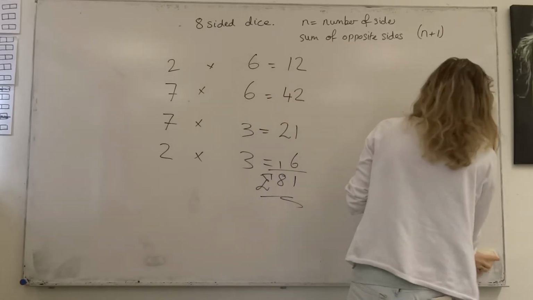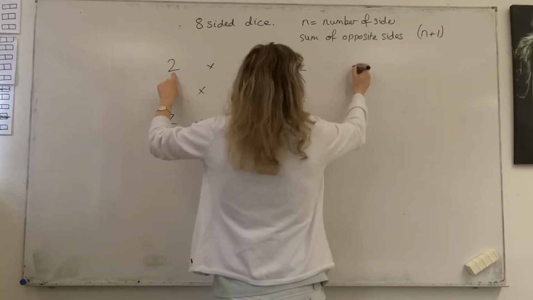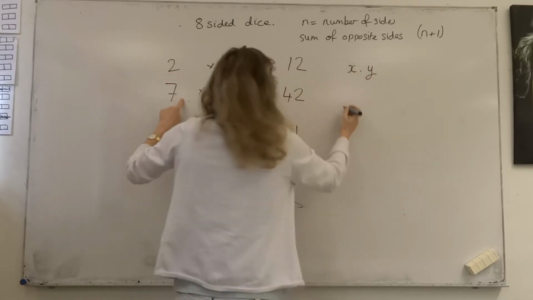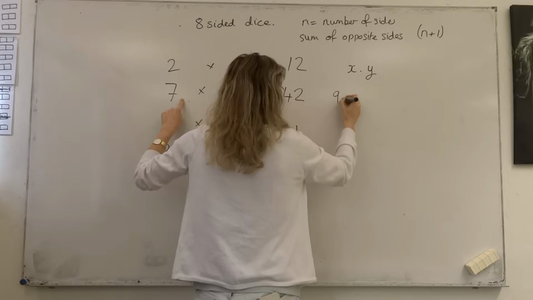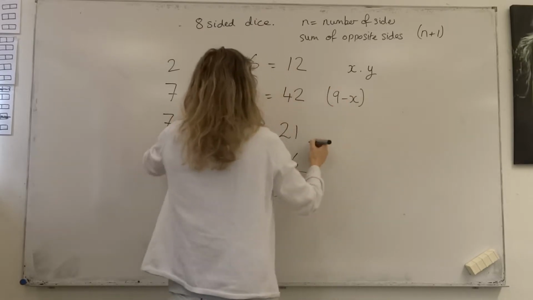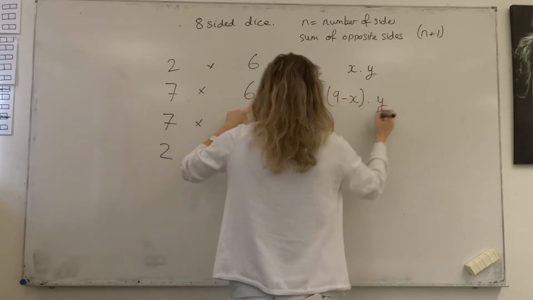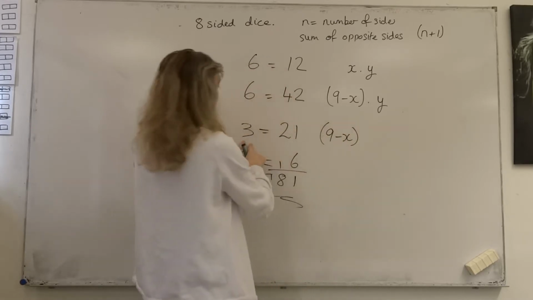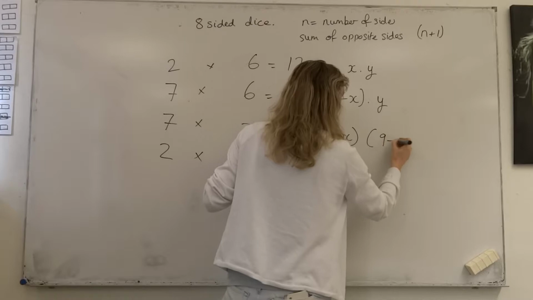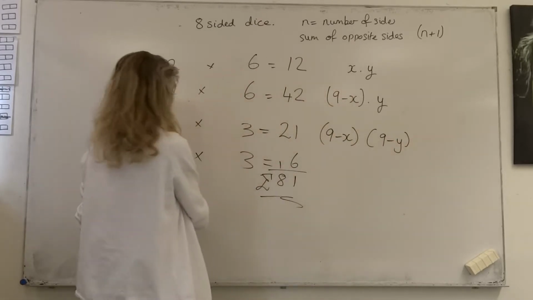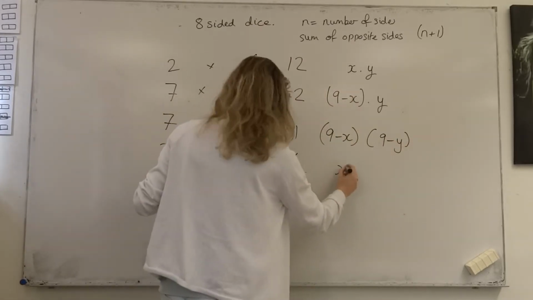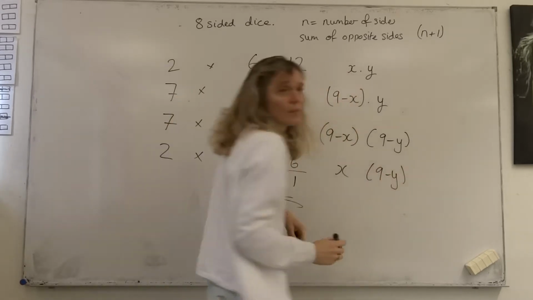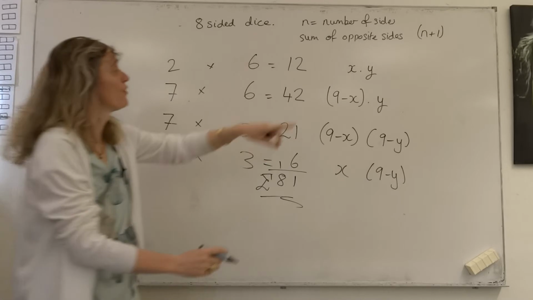Again, why does it end up being 81? Here we would have x times y. Here we would have 9 minus x multiplied by y. Here we would have 9 minus x multiplied by 9 minus y. And here we would have x multiplied by 9 minus y. So exactly the same as before.